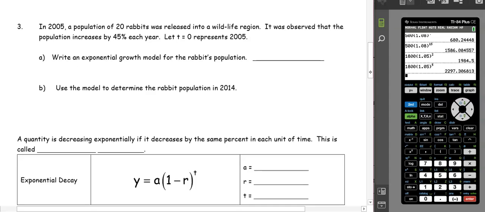Let's look at one more example with exponential growth. In 2005, a population of 20 rabbits was released into a wildlife region. It was observed that the population increases by 45% each year. Let t equals 0 represent 2005. Write an exponential growth model for the rabbit population. So y equals, we start with 20 rabbits, parenthesis 1 plus, we have 45%. If I move my decimal 2 places, we get 0.45 to the t, which would be y equals 20 times 1.45 to the t power.